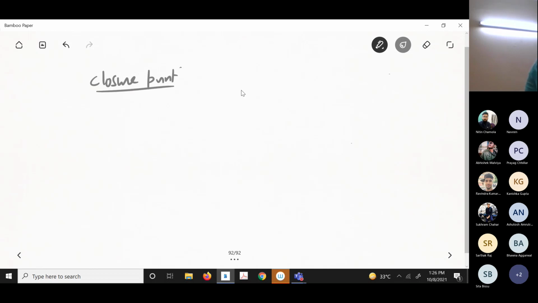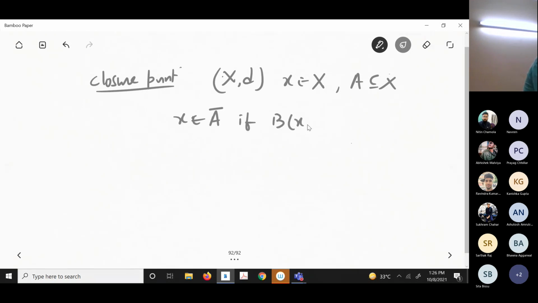Closure point. Look there. Let X be a metric space, x belongs to X, and A is a subset of X. I said, look, x belongs to A bar if B(x, r) intersection A is not equal to empty set for all r greater than 0. This is for all r. Then this is the neighborhood of x there. So here I should have for all neighborhoods of x.